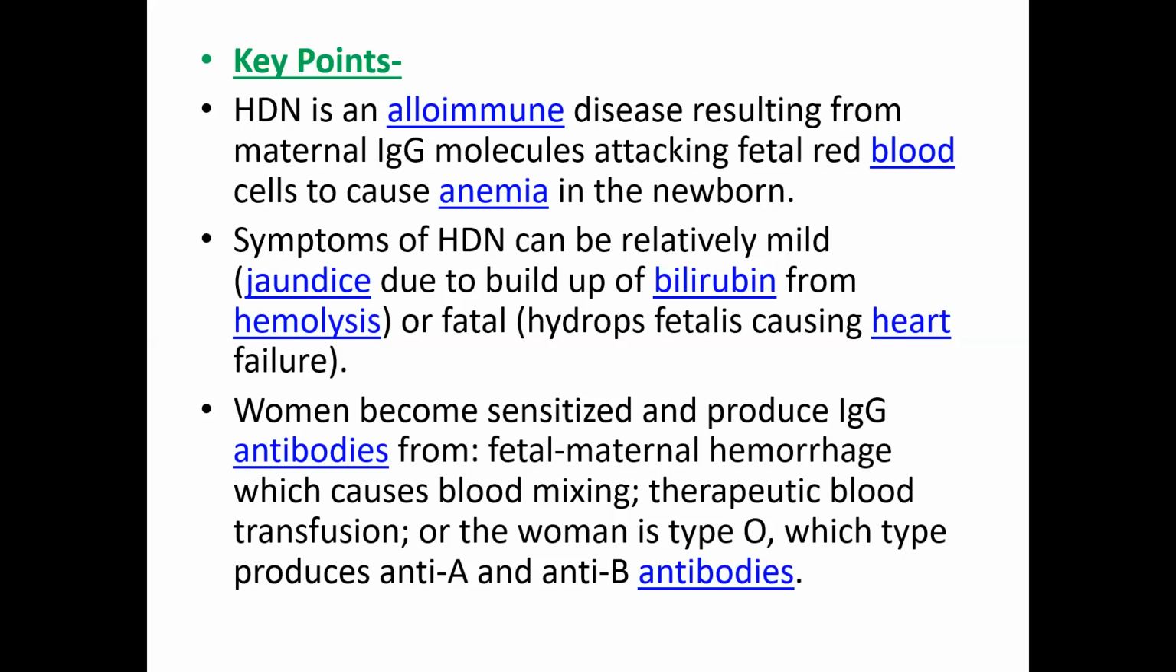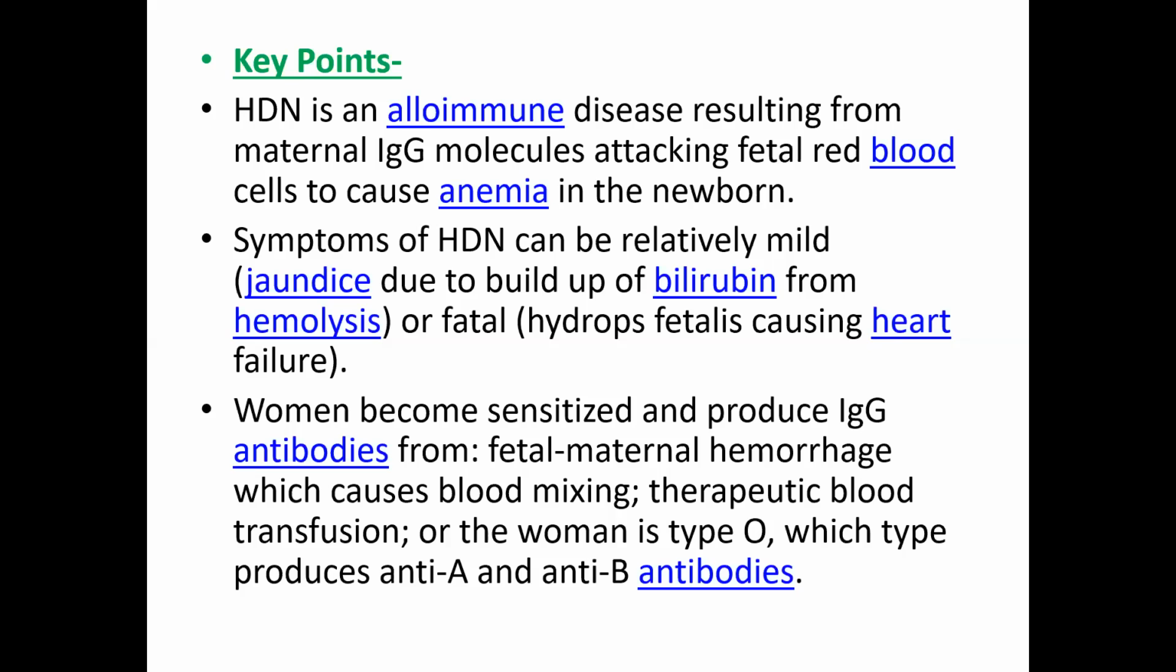It will go into the maternal circulation through the placenta. Then what will happen? The mother produces antibodies against that particular antigen. These antibodies are transmitted through the placenta into the fetal circulation and destroy the RBCs. Due to this destruction of RBCs, anemia and jaundice arise in the babies, especially newborn babies.